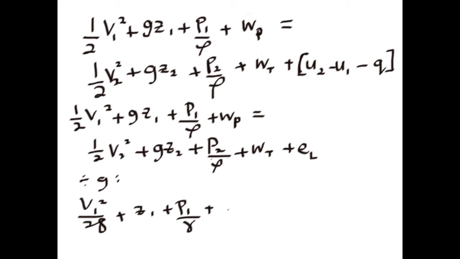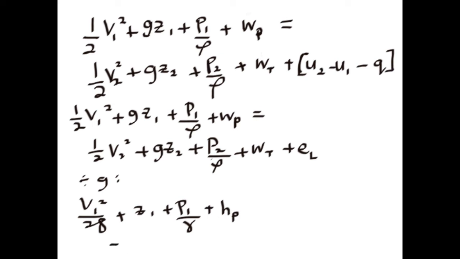Okay, so this is specific energy. You divide by g, you get specific energy per weight, so therefore it is called head. So this is the head supplied by the pump. Everything here should be in meters: elevation in meters, pressure divided by gamma gives meters, V1 squared over 2g gives meters. And this is meters. It is called head.